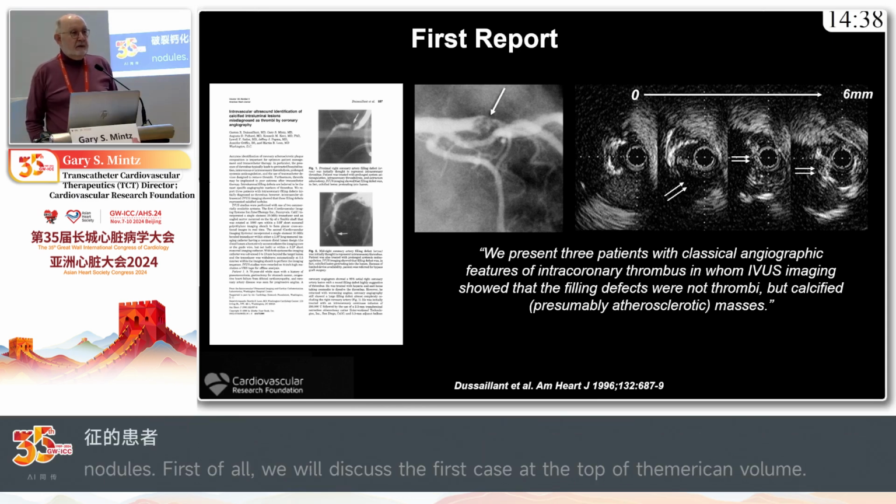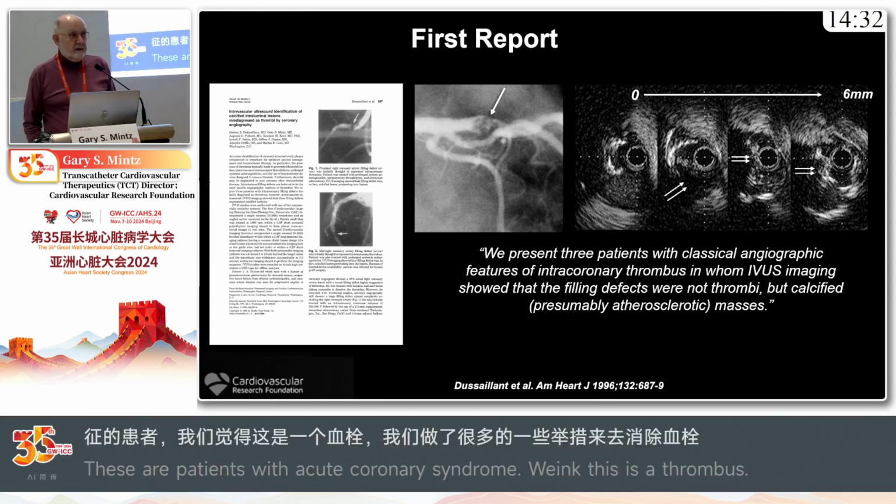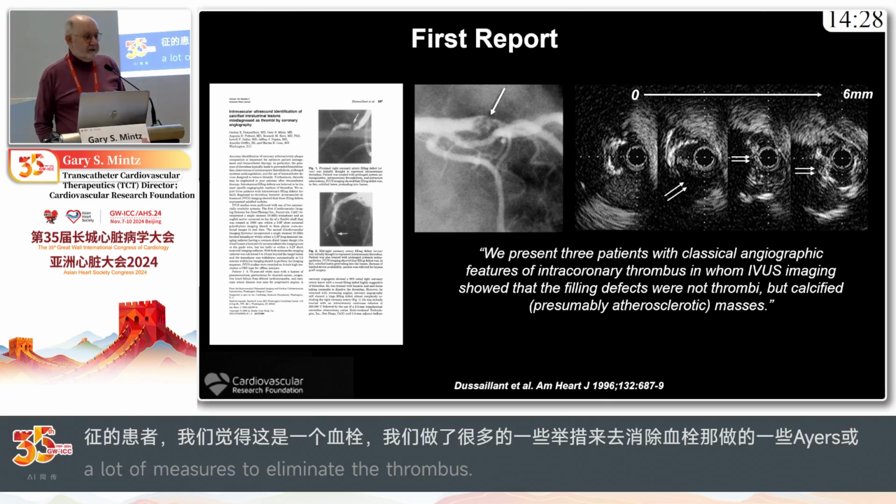We did everything possible to make the thrombus go away. It did not, and you see in the IVUS, an old IVUS, 25 years ago, that this represents a calcified nodule.